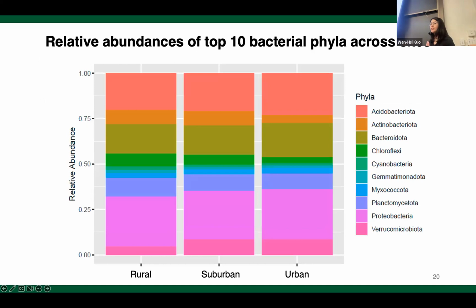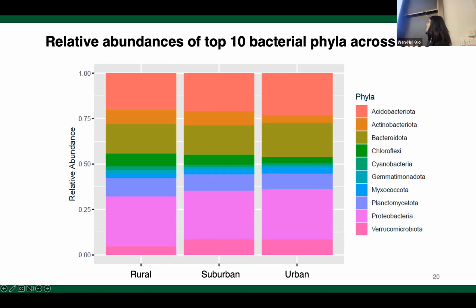Here we have the relative abundance of the top 10 bacterial phyla, grouped by site type, as you can see at the bottom: rural, suburban, and urban. These are actually just grouped as one. I haven't separated them out by Plantago species, just for simplicity's sake.